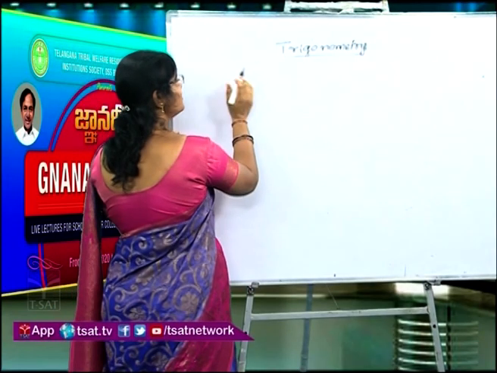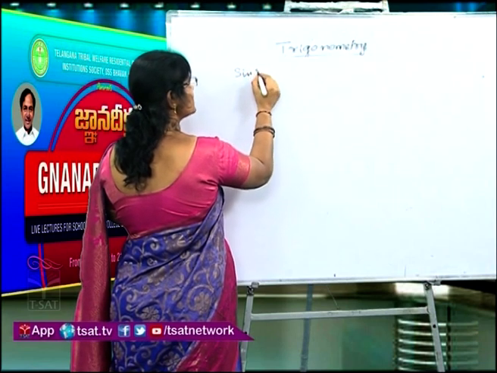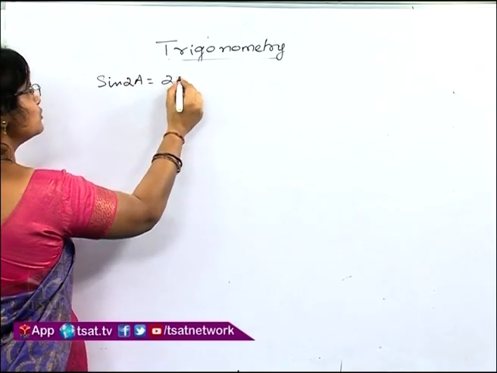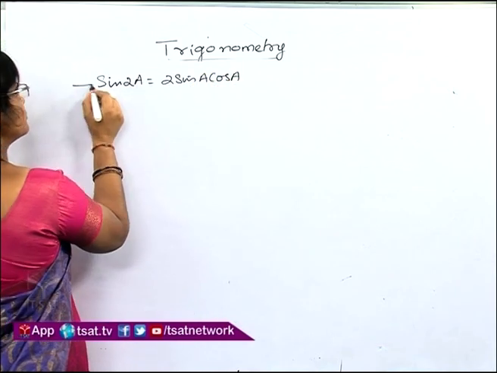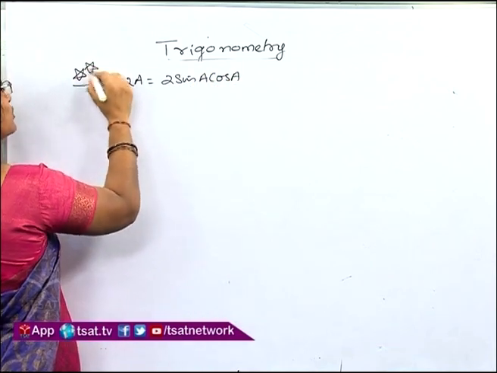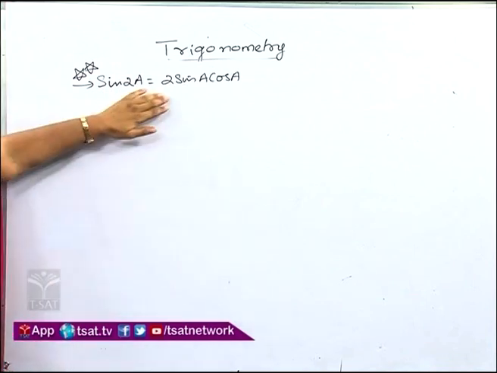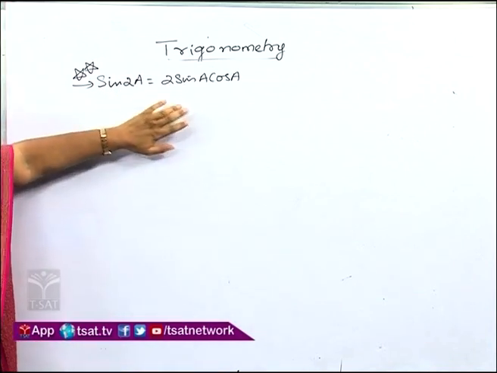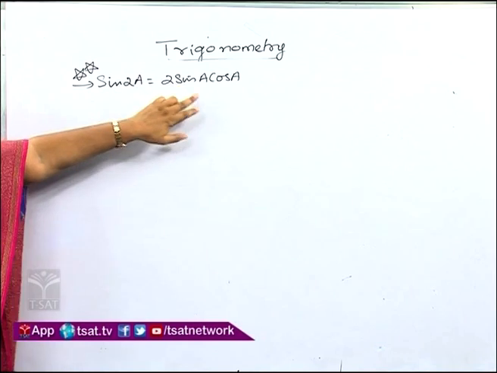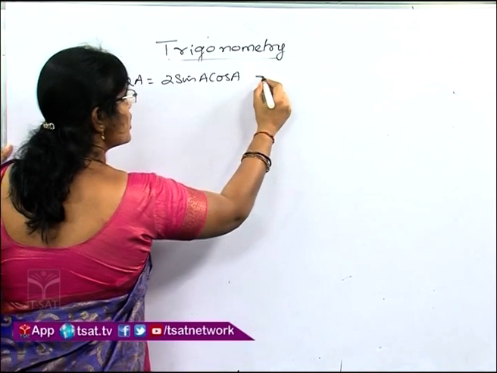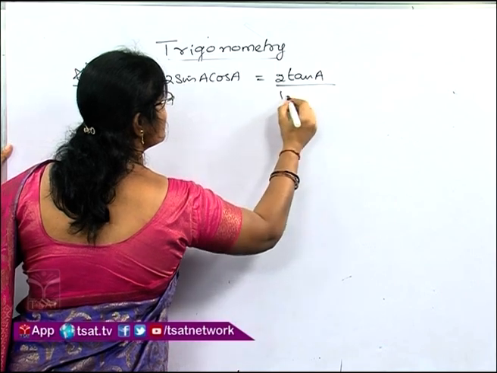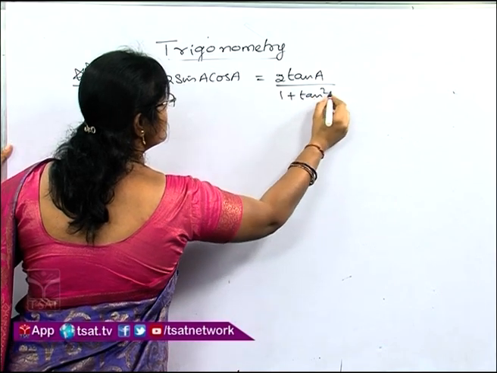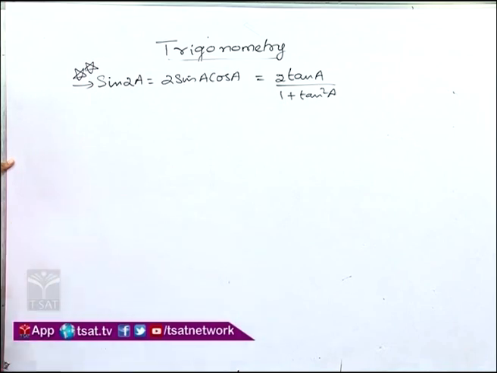Now, a very important formula, children: sin 2A equals 2 sin A cos A. Very important, children, this formula, because for sin we will use only this formula. Okay, sin 2A equals 2 sin A cos A. If we want it in terms of tan, then we can write it as 2 tan A by 1 plus tan square A. So, these are the only two formulas for sin.